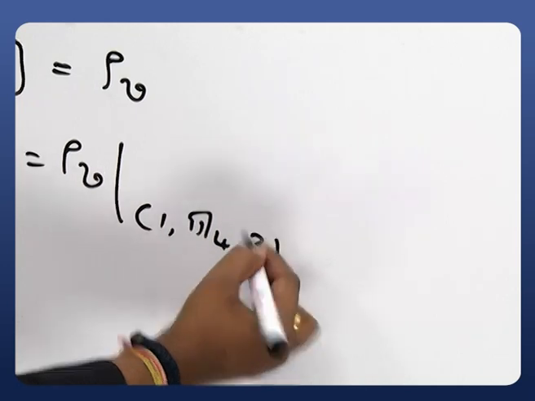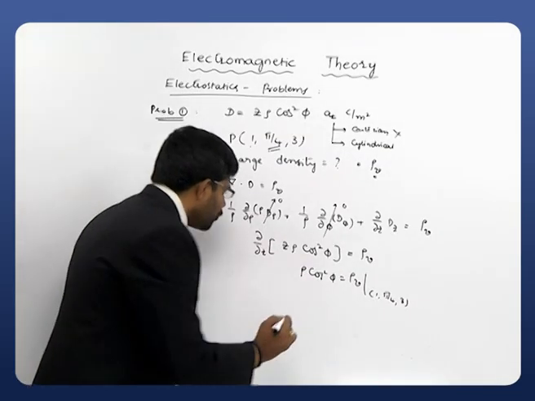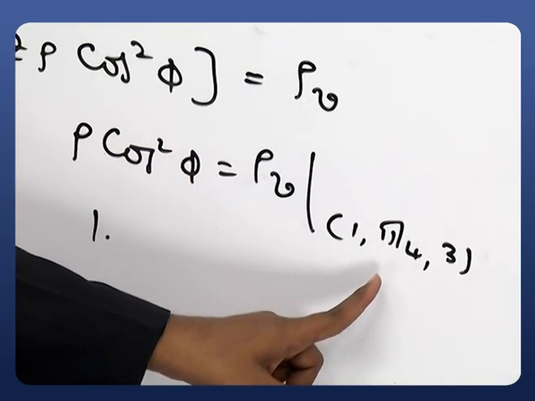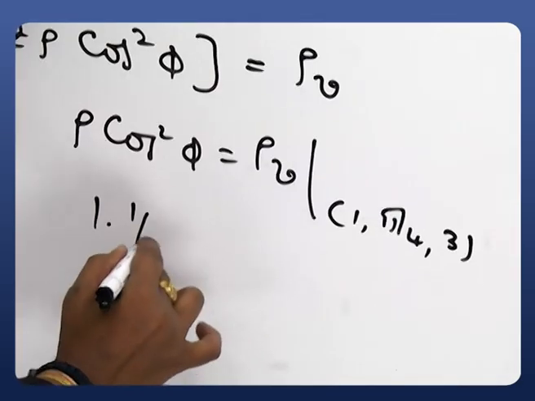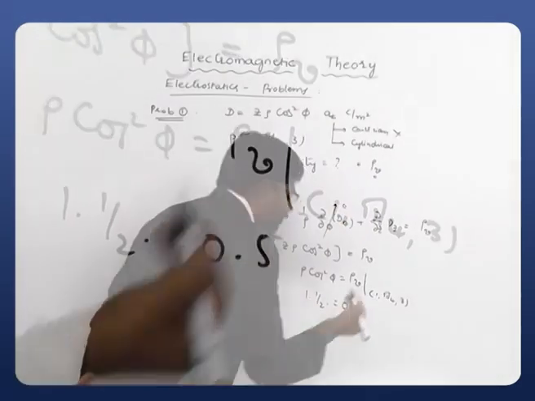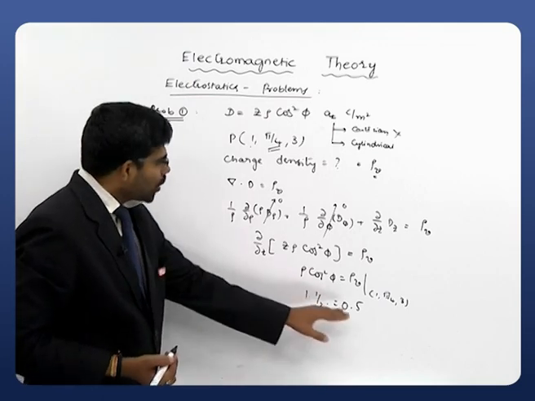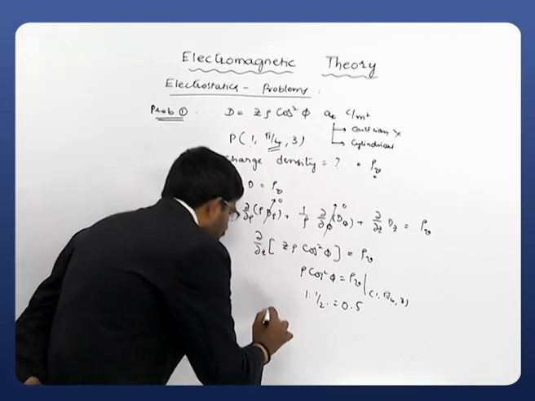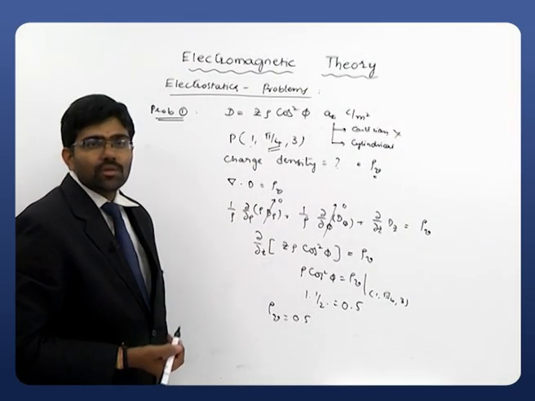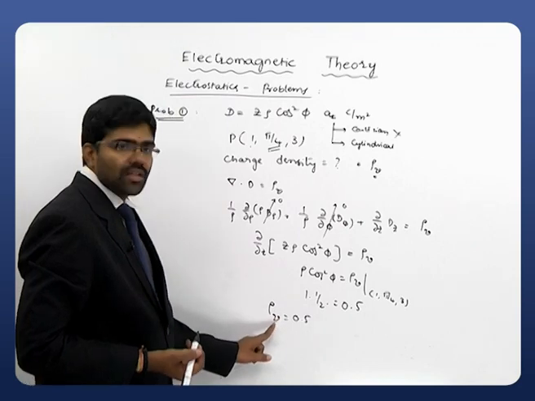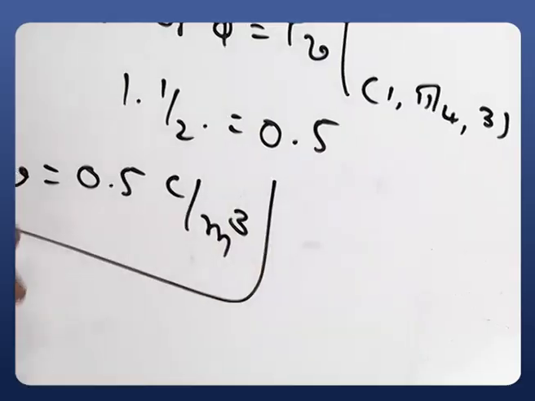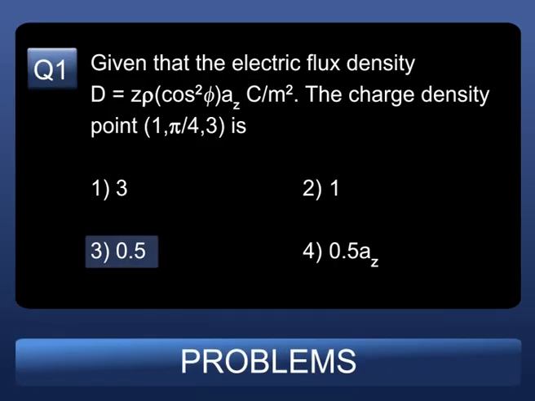So clearly this one will be calculated at (1, pi/4, 3). If you substitute rho equals 1, simply it is 1 times cos square phi, cos square pi/4. Cos square pi/4 is just 1/2, and there is no z term here, so simply it is 0.5. So clearly the charge density we calculated for this problem is rho V equals 0.5. Now don't forget to write down the units. Volume charge density, that's why it is coulomb per meter cube. So this is our answer.